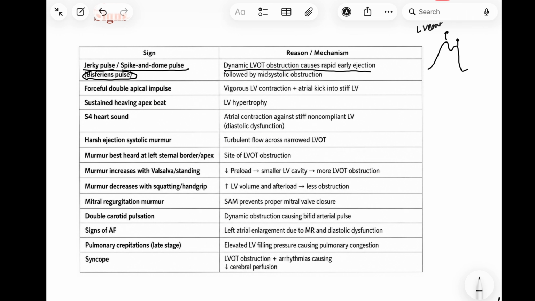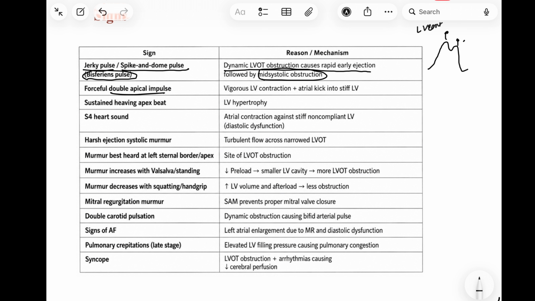causes rapid early ejection followed by mid systolic obstruction. So the mid systolic obstruction results into the second spike, right? So for the pulse, there is a jerky pulse and the spike and dome pulse, which is a bisferiens pulse. So this is a characteristic feature of HOCM. Then we get the forceful double apical pulse.